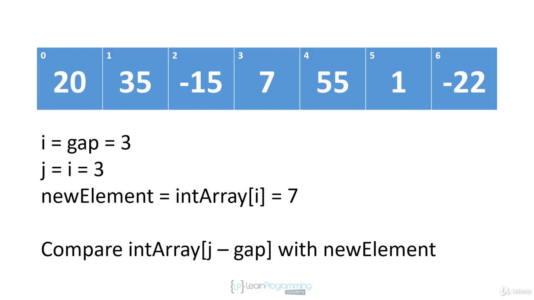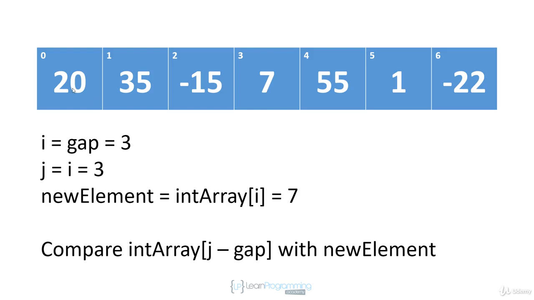So we're going to start with a gap value of 3 because we're going to use array.length over 2. We're going to initialize i to the gap and j to i. And as we did before with insertion sort, we're going to save the value that we want to work with into newElement. And then what we do is compare the element at index j minus gap, so that will be 3 minus 3, which is 0, with newElement. Our gap is 3, and we're starting with element 3, so because the gap is 3, we want to compare it to the element that's 3 positions away.